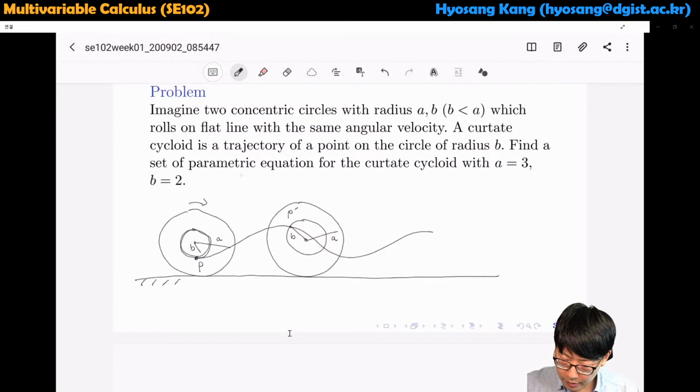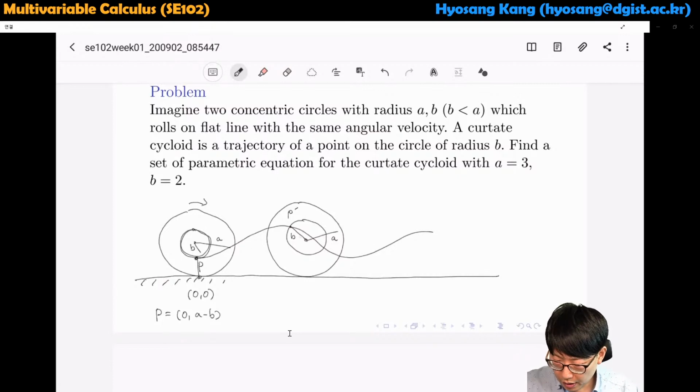Find the set of parametric equations for the curtate cycloid with a equals 3 and b equals 2. I will set up the equation, and then in the MATLAB session we'll show you how to draw this picture. Let's say this is our 0,0 point. In the initial position, P was right above the ground here. I'm sorry, it's not b, it's a minus b, right?